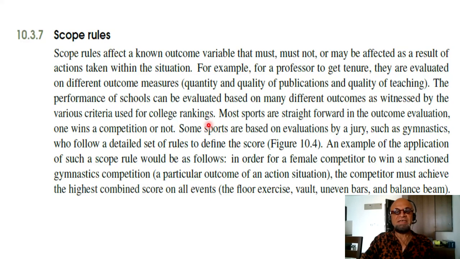Scope rules affect a known outcome variable that must, or may, be affected as a result of actions taken within the situation. So there are boundary rules, position rules, information rules, and aggregation rules. Positions, players, action, situation, but there is always an outcome that is kind of an overarching thing. So scope rules focus on that.